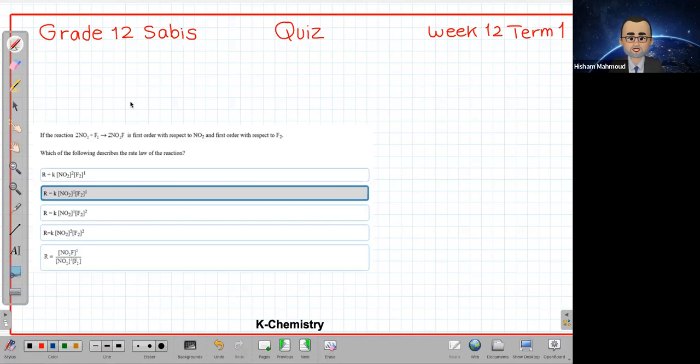What about this reaction which speaks about the rate law? What is the rate law? The rate law is a certain equation which gives you the rate of the reaction. It tells you that the rate of reaction is equal to K. And what is K? This is a fixed number, a constant called the rate constant.